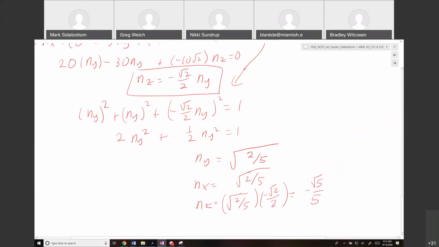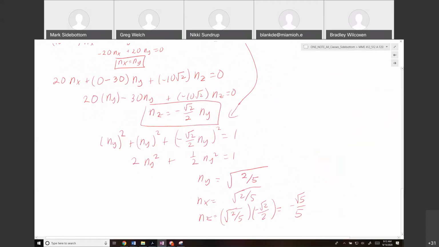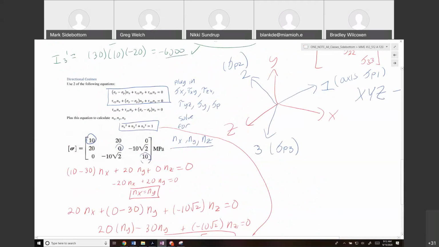So are there any questions about how you could use these three directional cosine equations to determine your three directional cosines?